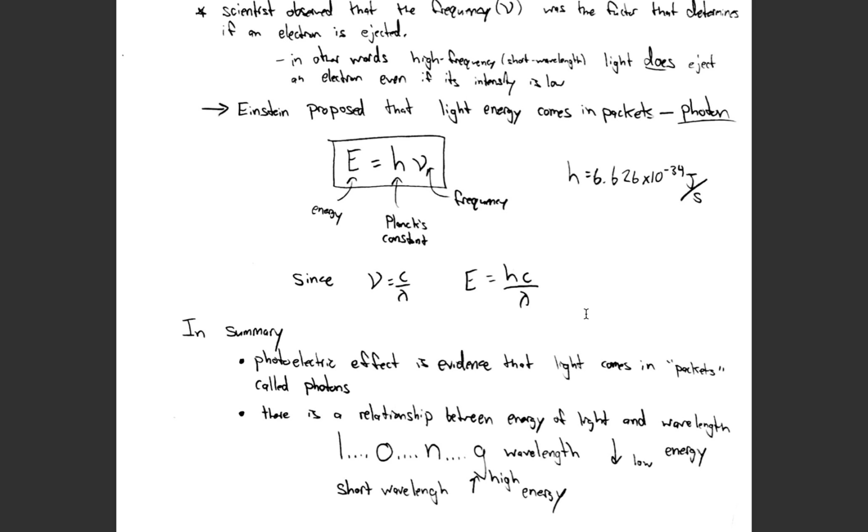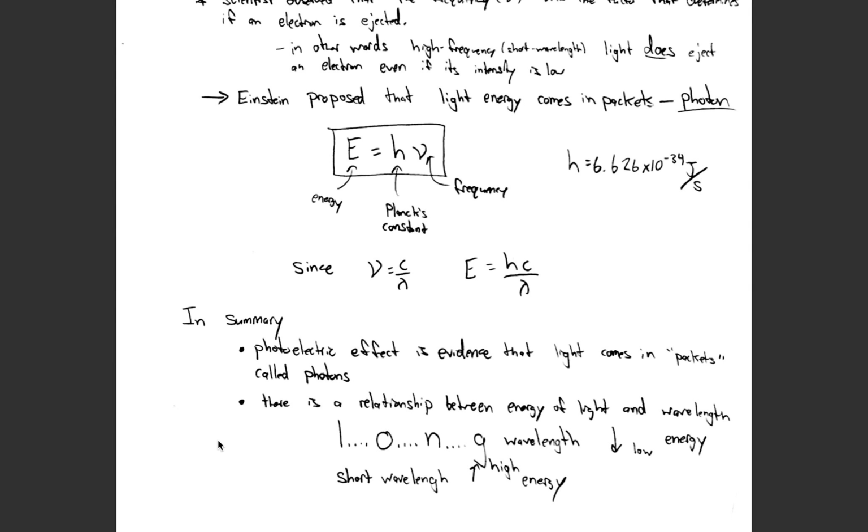In summary on this page, the photoelectric effect is evidence that light comes in packets, and those packets we refer to as photons. And also from the equation, there's a relationship between energy of light and the wavelength. And that relationship is actually an inverse relationship. So long wavelengths end up with low energy light, and short wavelengths are high energy light.